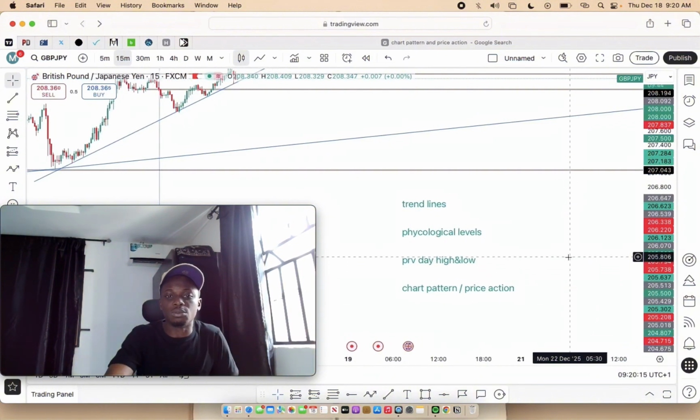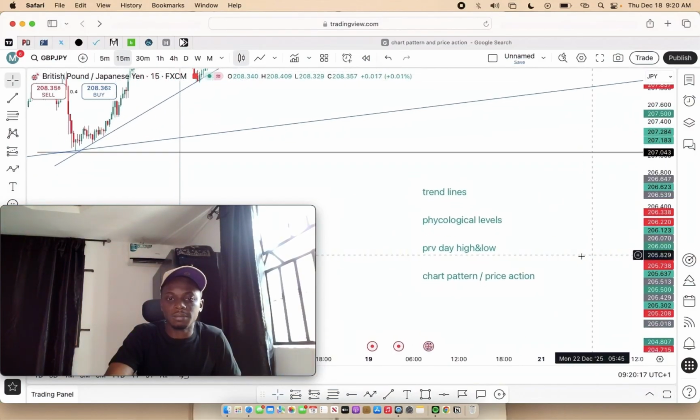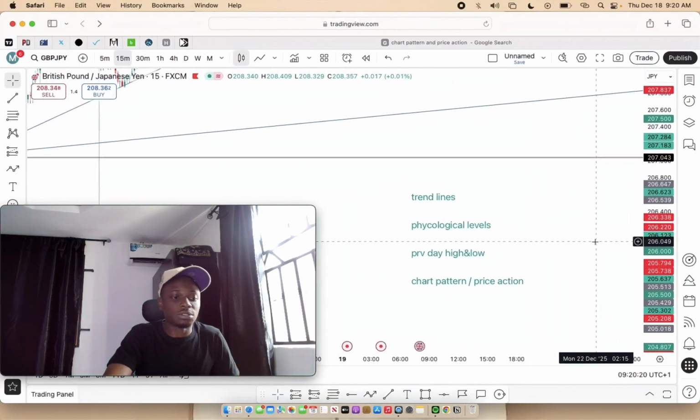I don't want to waste too much time on this stuff. First of all, start from trend lines, because these are the four main confluences that I use in order to make a decision any day. Trend lines are simple. They're used to identify support and resistance levels on the chart, or pullbacks, however you want to put it.